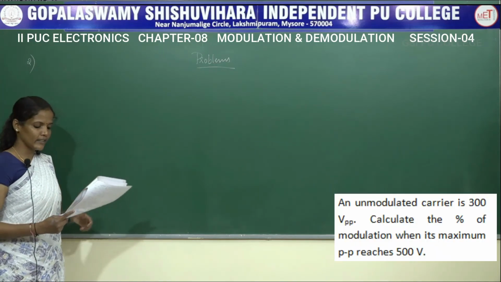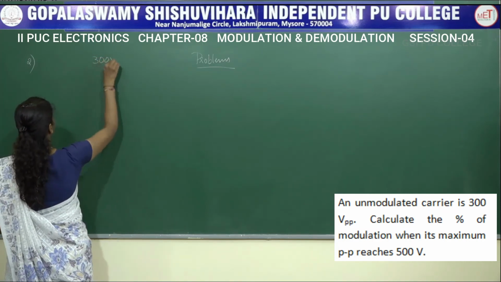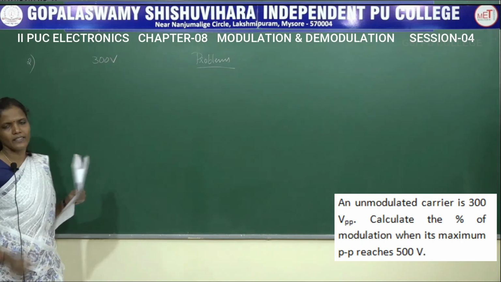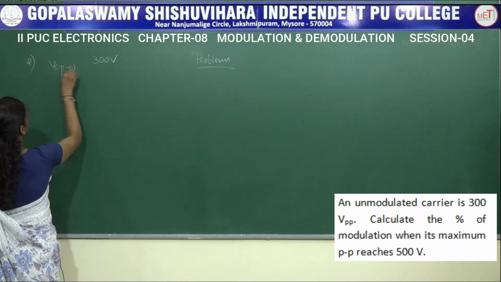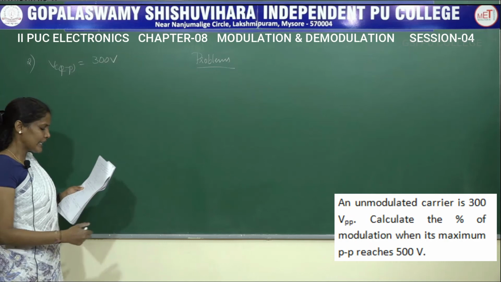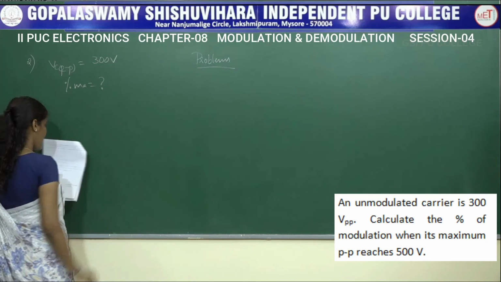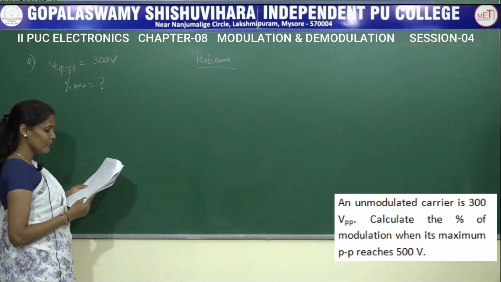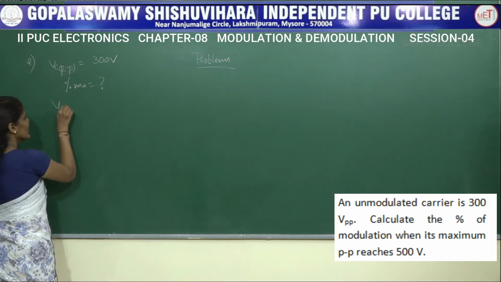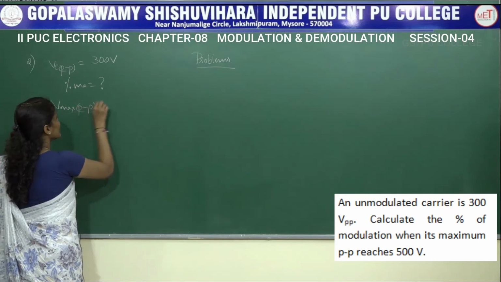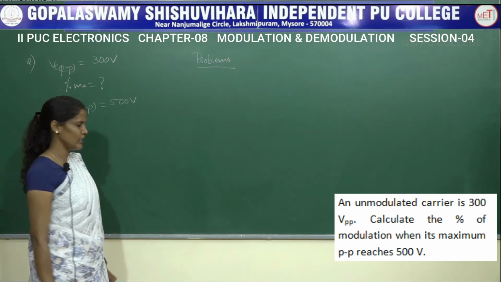An unmodulated carrier is 300 volts peak to peak. When it says 300 volts peak to peak, unmodulated carrier, that is the carrier signal before the modulation process. So Vc peak to peak is equal to 300 volts. Calculate the percentage of modulation, that is percentage Ma or capital letter M you have to find out when its maximum peak to peak value reaches 500 volts. Maximum peak to peak, V maximum peak to peak reaches 500 volts. So you have to find out the percentage modulation.